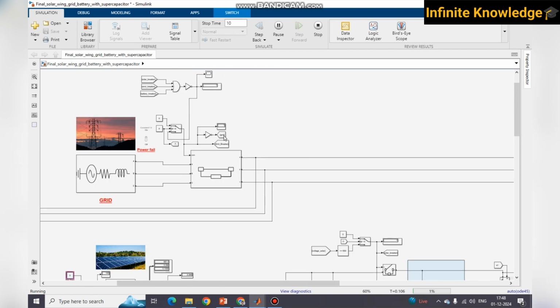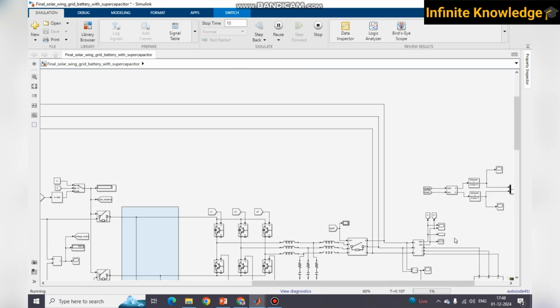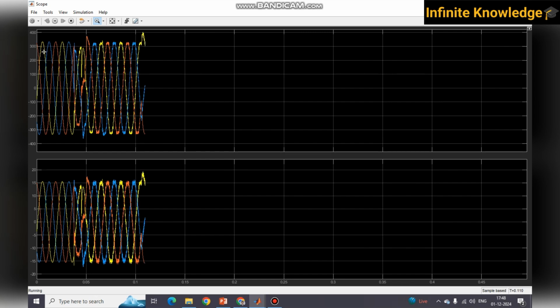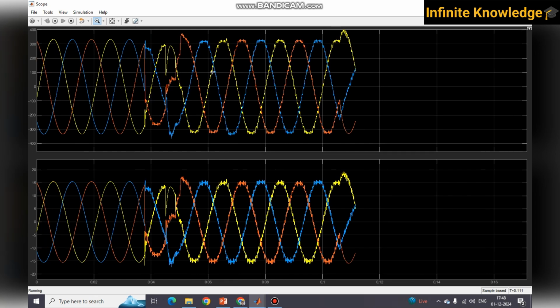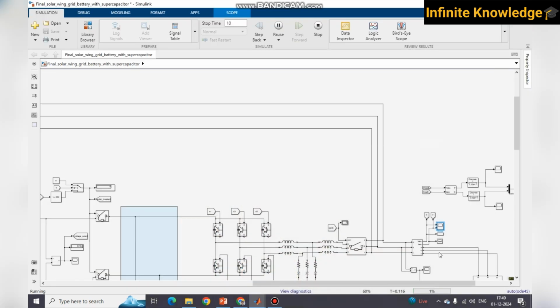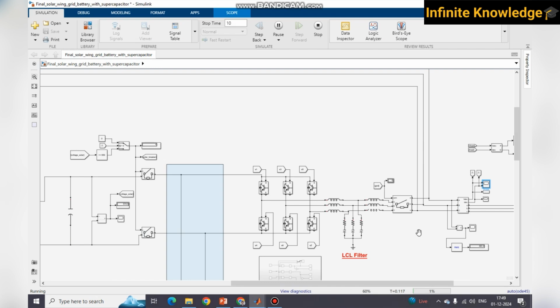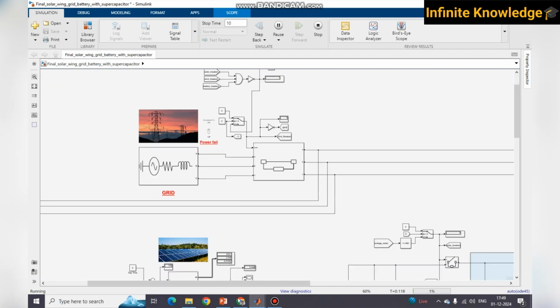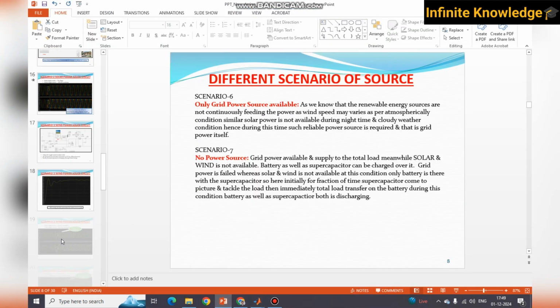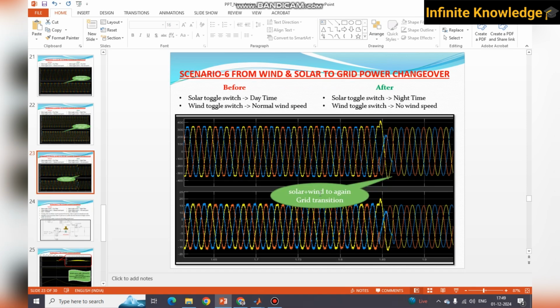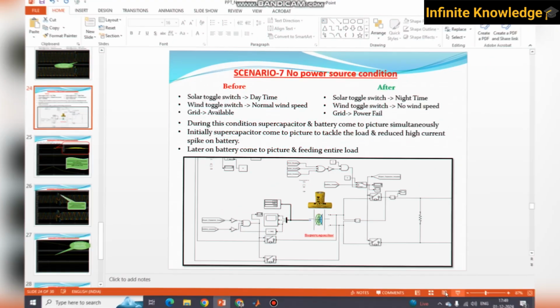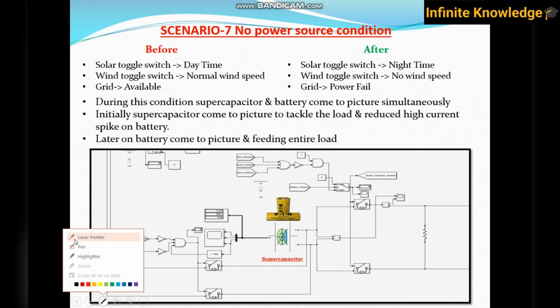The breaker is okay. So you can see the waveform here. Initially it was from the grid, then solar, and then it again got back to the grid. It takes some time to come to a stable situation. So this type of waveform will be created. That was the sixth scenario, solar and wind to grid. Now this seventh scenario is very important.